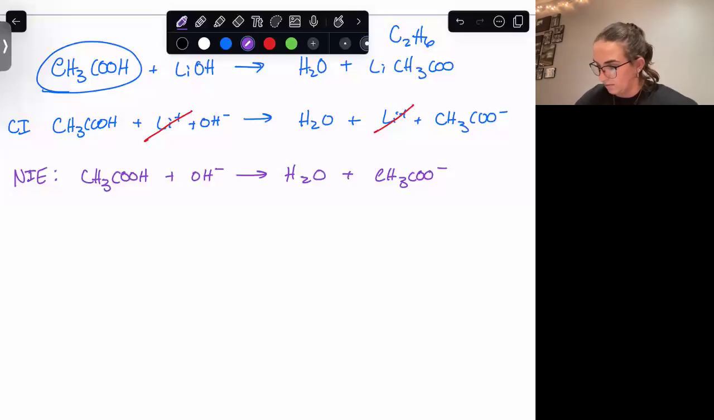So this would all be aqueous. This would be liquid, and this is aqueous for that one.